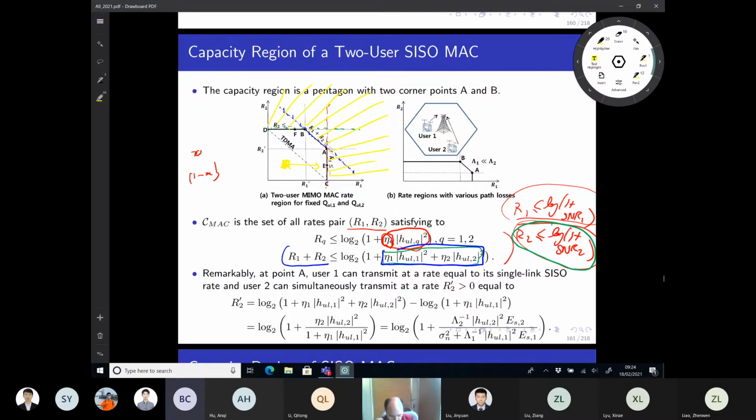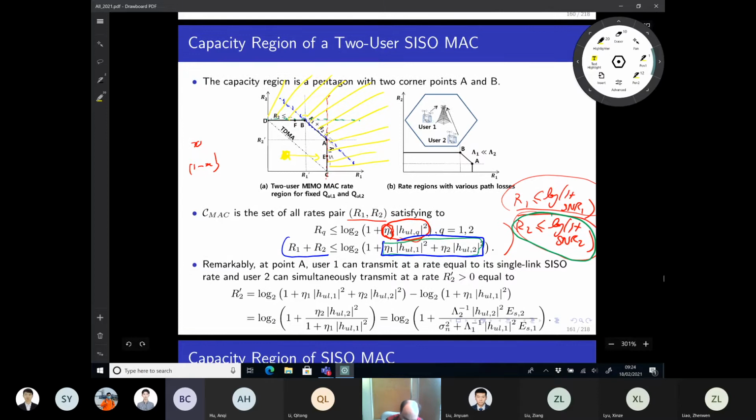Right. So how do we find the rate at point A and point B? Let's imagine that we look at point A. At point A, I transmit at the rate for user 1 that is equal to its single user rate. That's the rate of user 1 at point A.